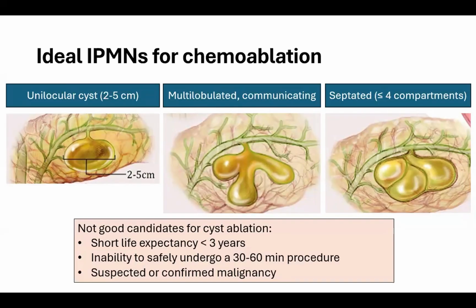Now, shared candidacy with other ablation methods include, if patients have a low life expectancy, less than 3 years, probably it's not going to be a good candidate for doing any sort of endoscopic chemoablation method. The inability to safely undergo a procedure with anesthesia, of course, should put us under thought. And if there's suspected or confirmed malignancy, those patients probably are not gonna change the trajectory of their disease by doing chemoablation.